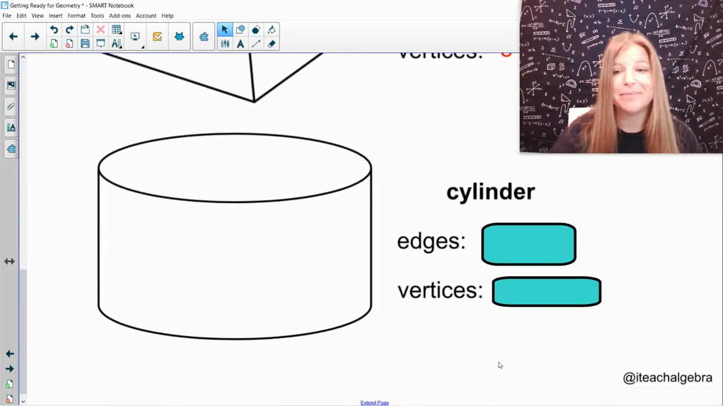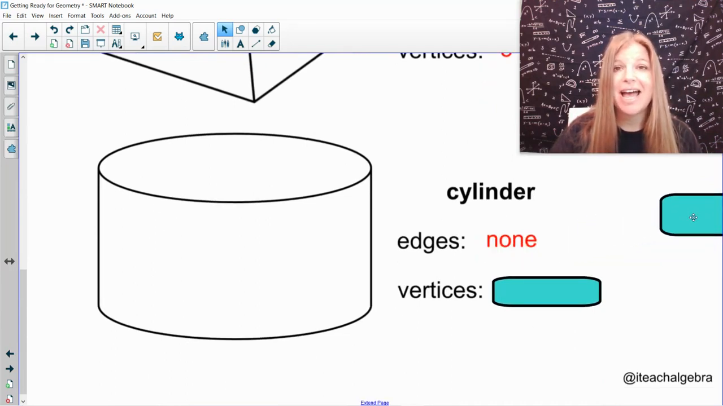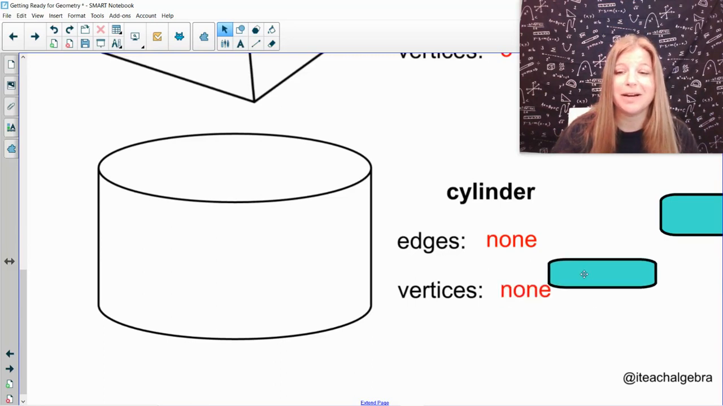The last one, cylinder. Edges, there are none. Edges are only line segments. A cylinder is going to have a circle as its base, and that's a curved shape. It's not going to be a line, so I can't say there's any edges. And so if there's no edges, then there's no vertices because the vertices are where the edges meet.